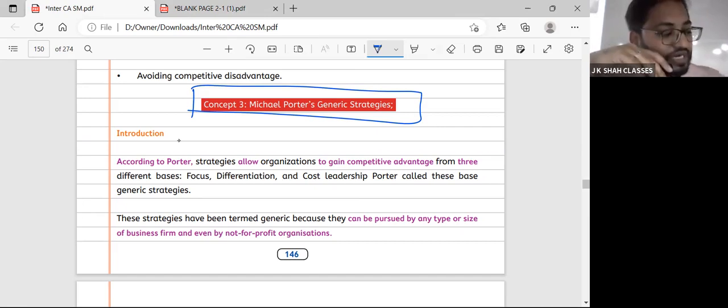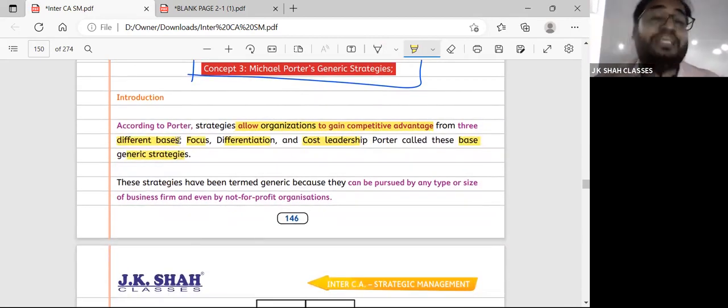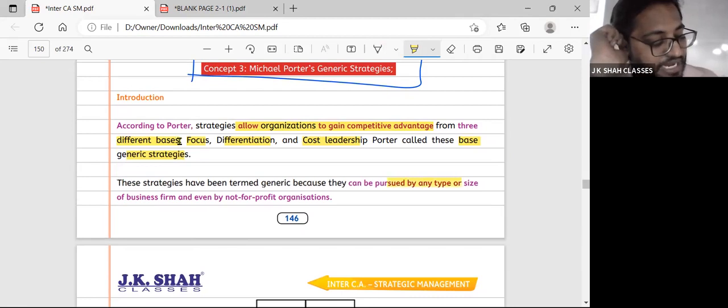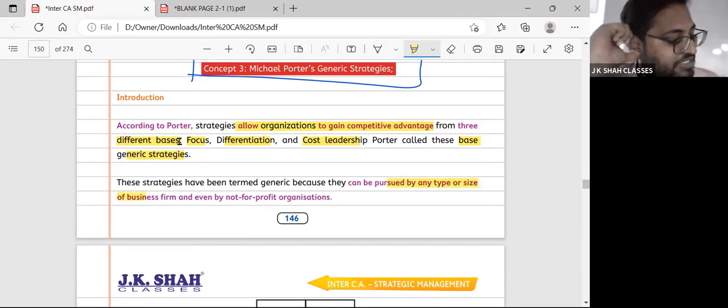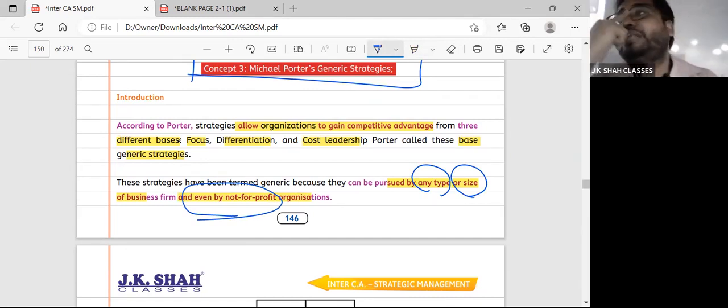According to Porter, strategy allows an organization to gain competitive advantage from three bases: cost leadership, differentiation, and focus. These are called base strategies. What do you mean by base strategy? Why do they call it a base strategy? These strategies have been termed generic because they can be pursued by any type or size of business and even by not-for-profit organizations. Important words: any type or size, and even not for profit. That is why generic.